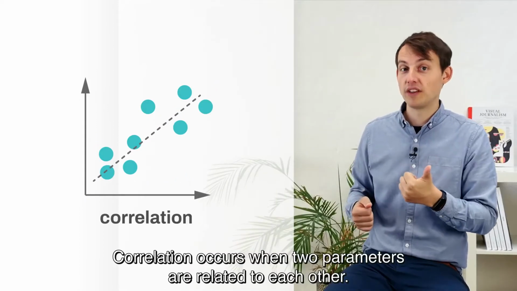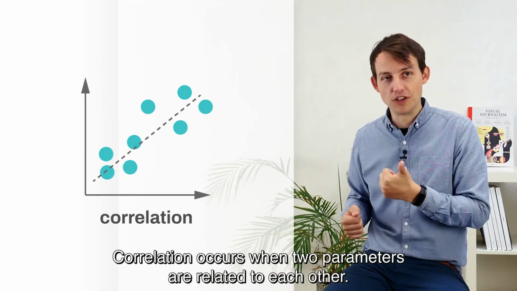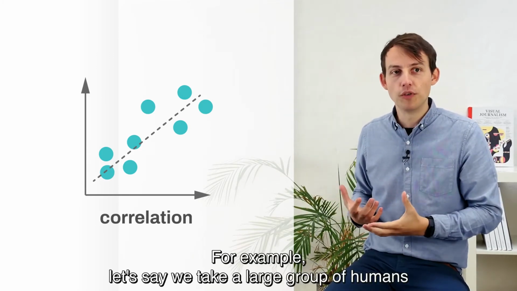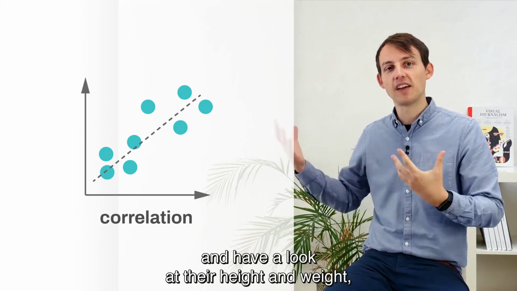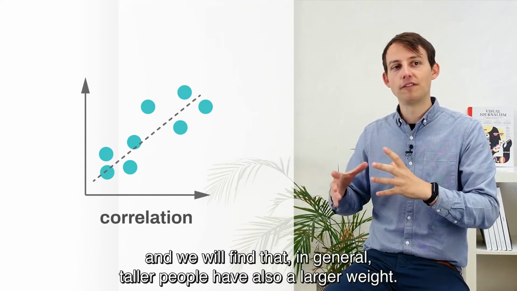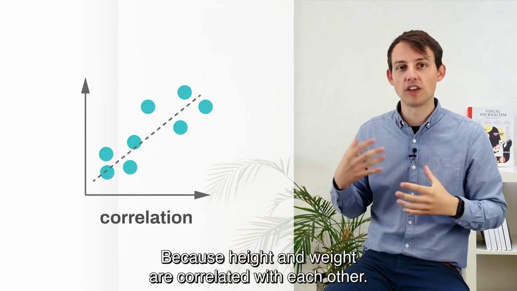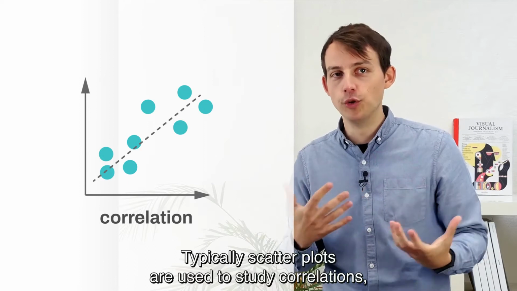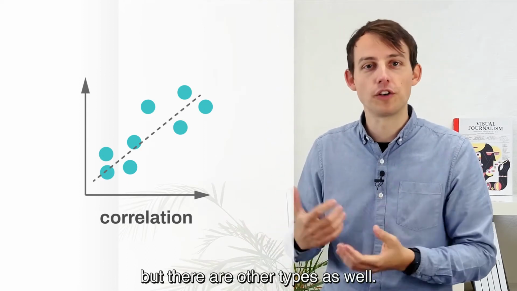Correlation occurs when 2 parameters are related to each other. For example, let's say we take a large group of humans and have a look at their height and weight. Then we will find that in general, taller people also have a larger weight because height and weight are correlated with each other. Typically, scatter plots are used to study correlations, but there are other types as well.